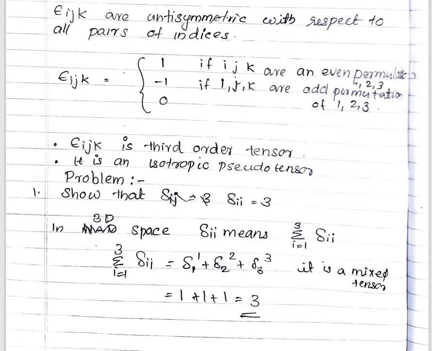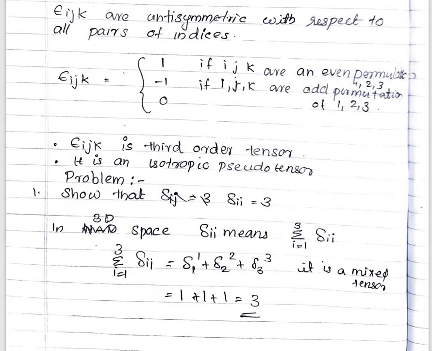The first problem is: show that delta ii is equal to 3. We know that delta ii is a Kronecker delta. The Kronecker delta is a mixed tensor, a second rank tensor. We already discussed it. According to Einstein's summation convention, the repeated index should be summed over. Normally we are dealing with 3D space, so i is summed over all values from 1 to 3.